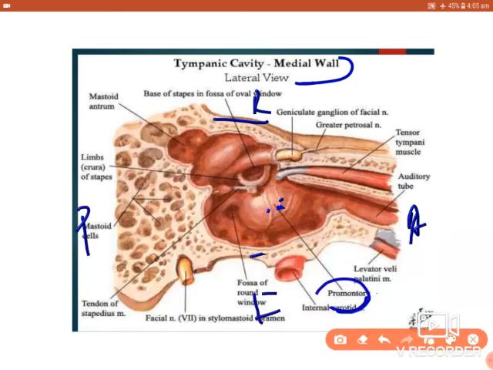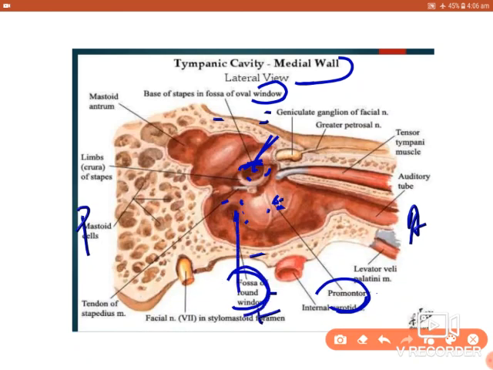Then in the posterior of this promontory, you can see a round depression here. This is the round window. Then above the promontory, you can see the stapes there. Here comes the footplate of the stapes. It leads to an oval depression, that is called the oval window. Here this one is the oval window. Here this is the round window.